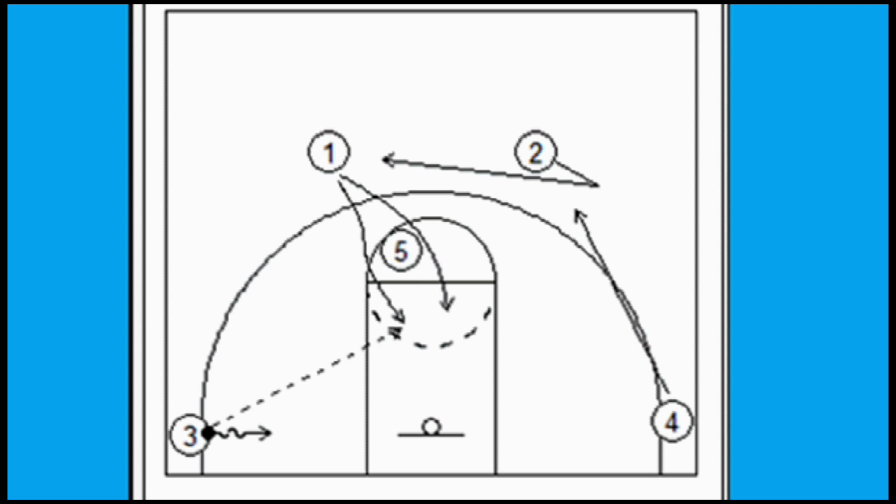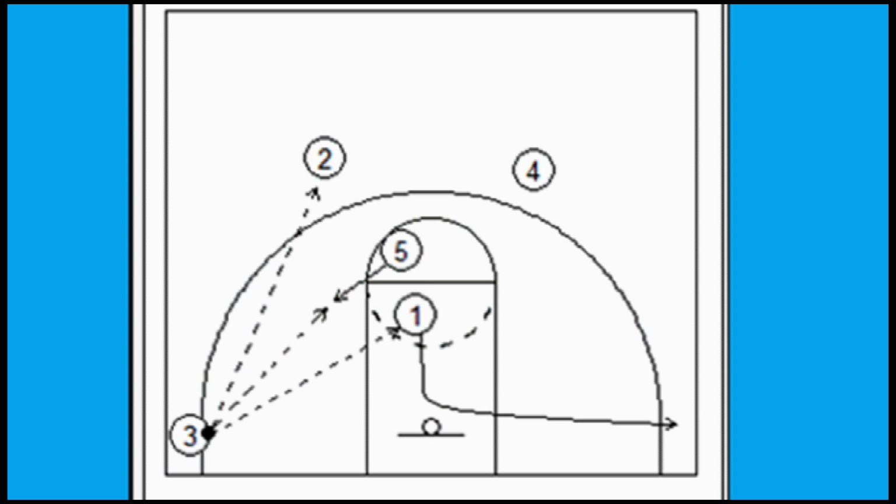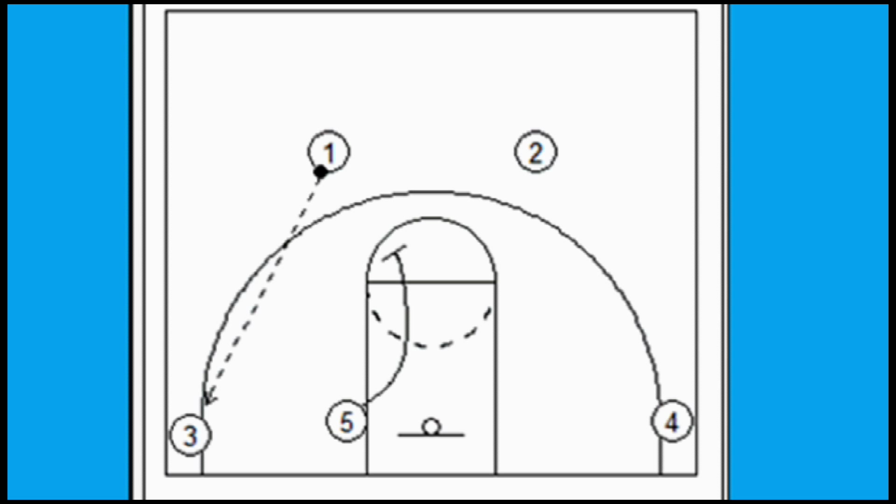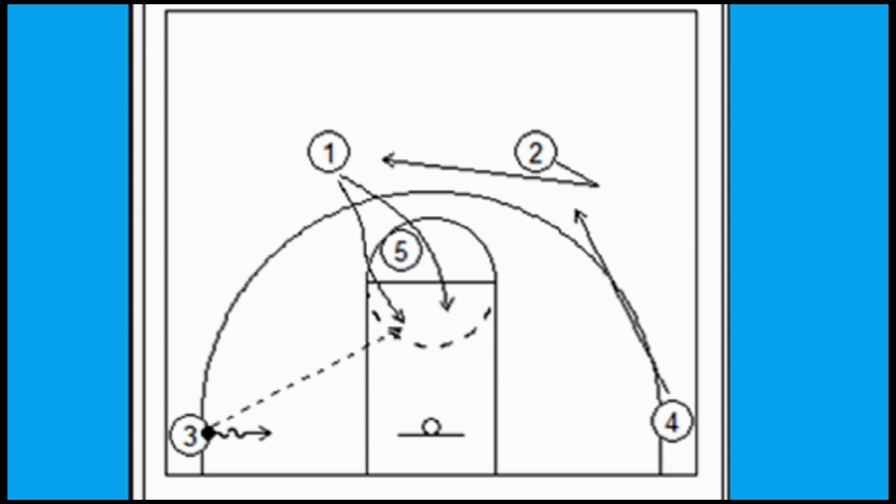But if you have some good quality post players, what you can use is number 1, that simply is a decoy action for your real option, which is number 5 getting a repost underneath the basket. But once that's all done, you're back into your flex offense again straight off of that.